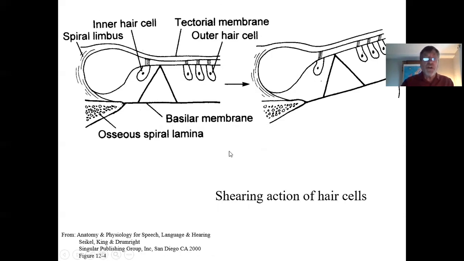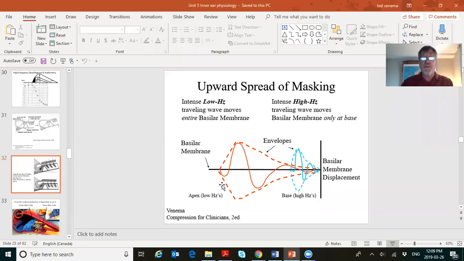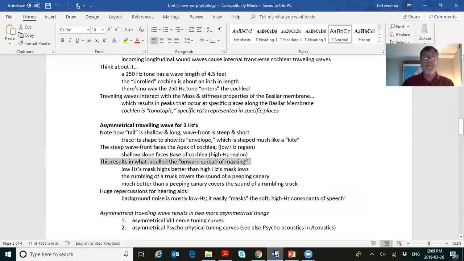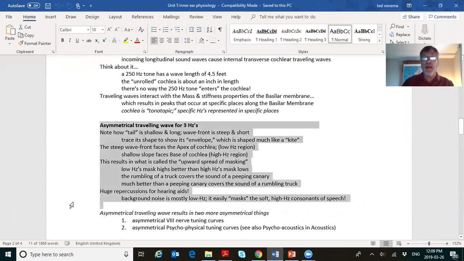So let's go back to our notes. That's kind of high level stuff, but let's go look at our notes now. Asymmetrical traveling wave, we've covered that. Upward spread of masking.